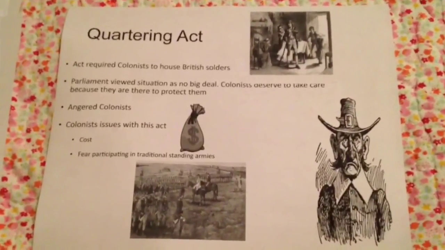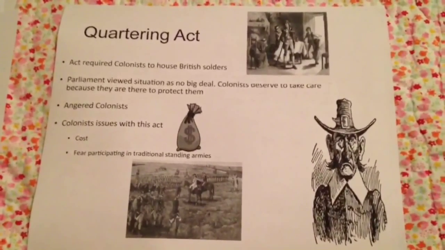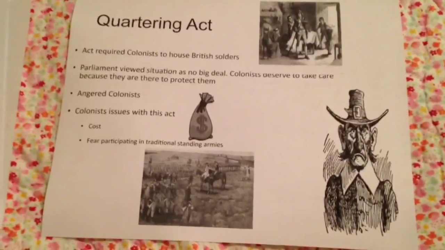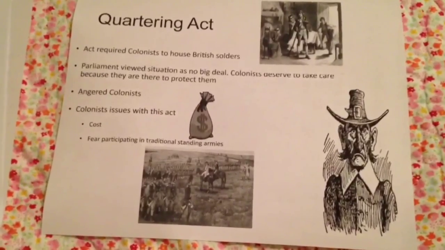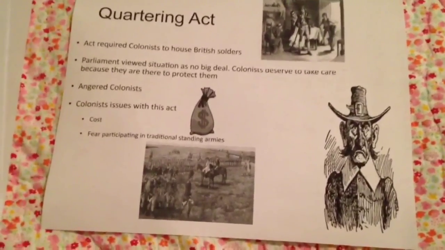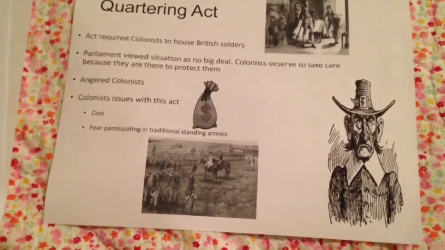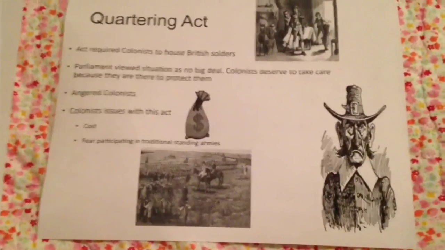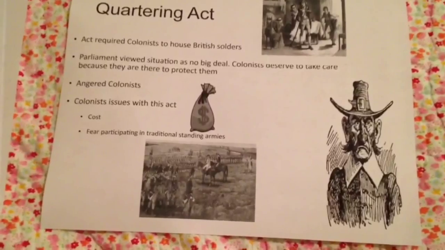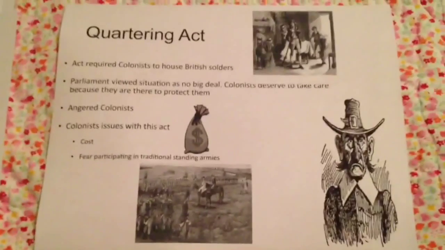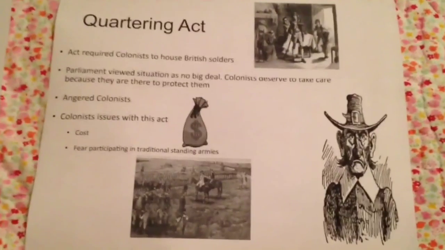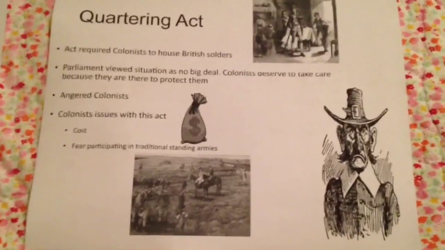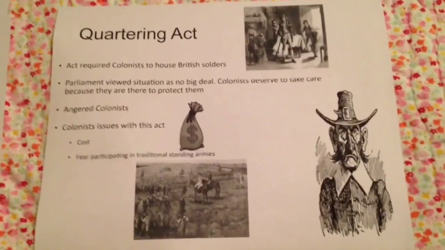Quartering Act. This act required American colonists to house and provide basic needs for the British soldiers when needed. Parliament viewed the situation as the colonists being the ones who would need the protection if invasion occurred, so they should pay for the soldiers. This angered the colonists. The issues for the colonists were that the British were very expensive to house, and they feared that they would be forced into the traditional standing armies of Britain.